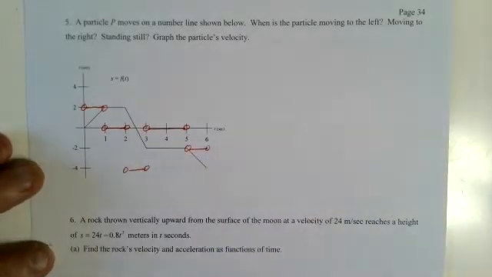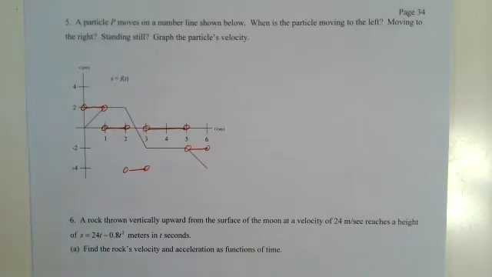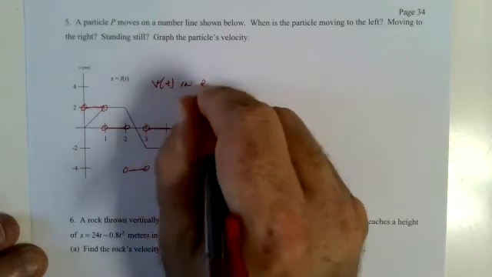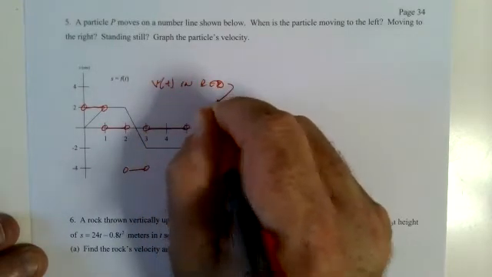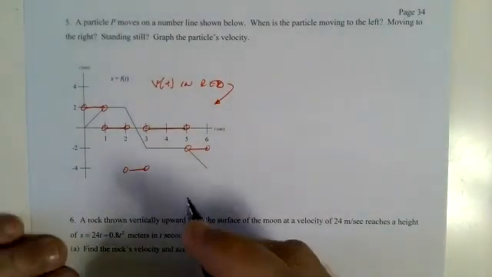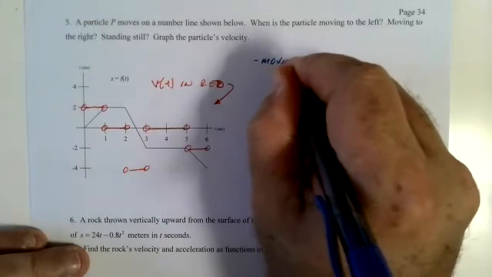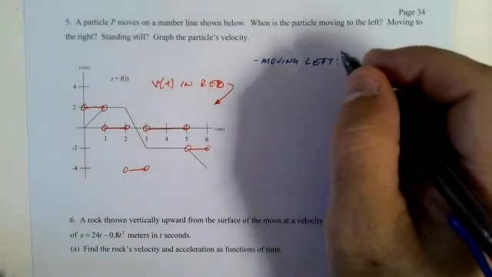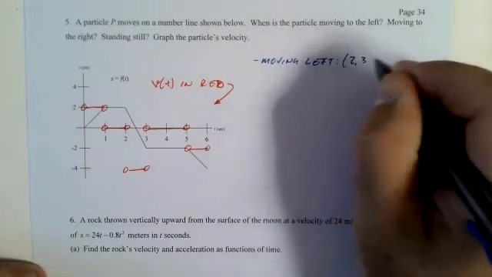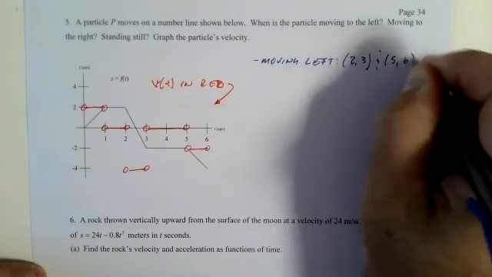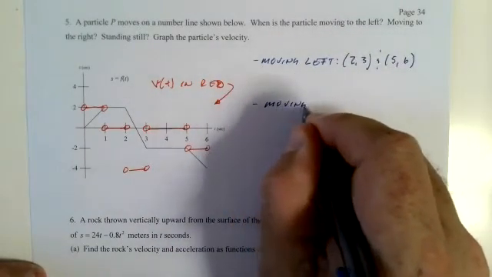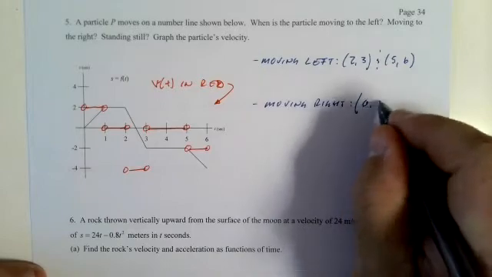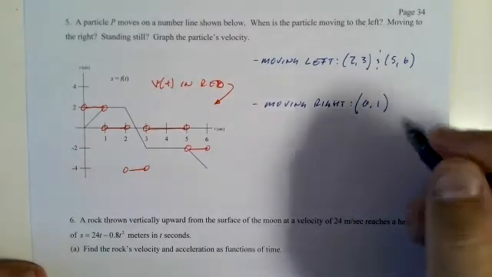So we do this every now and then where we put these graphs on top of other graphs. Kind of goofy. All right. So moving left, from 2 to 3 and from 5 to 6. Moving right, 0 to 1. And standing still.